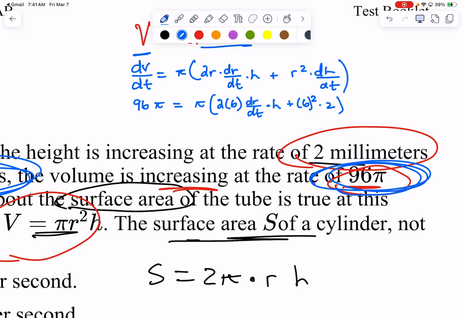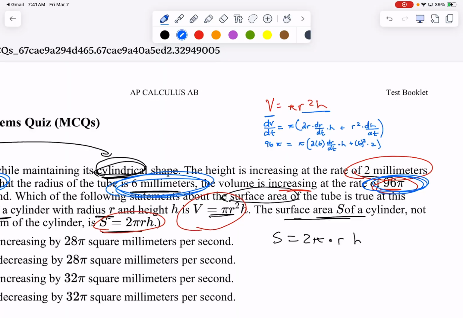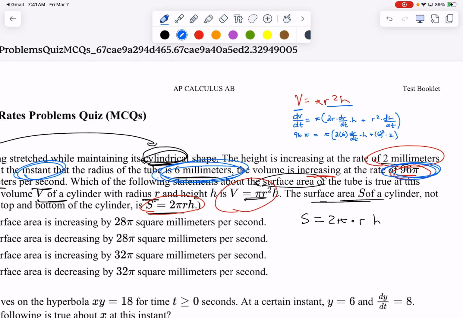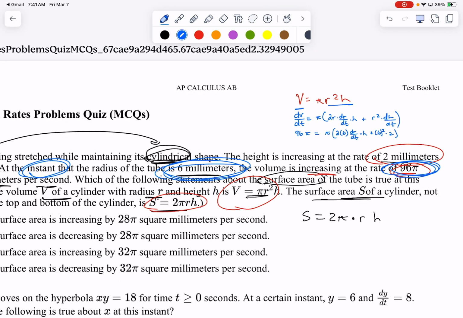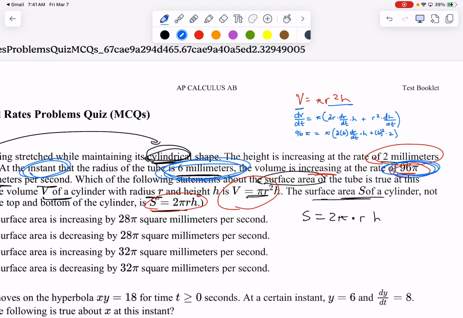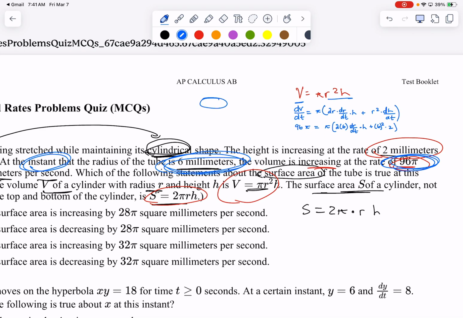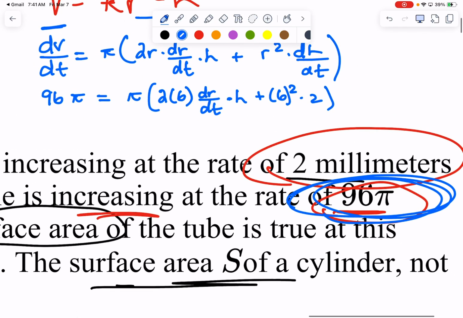Okay, the interesting thing here is I don't know h, and I don't think they give you the original dimensions of the cylinder, do they? So I can't do a similar triangle in the cylinder. I don't know the original dimensions of the cylinder, so I can't figure out based on that what that's going to be. So let's just solve this, see what happens.